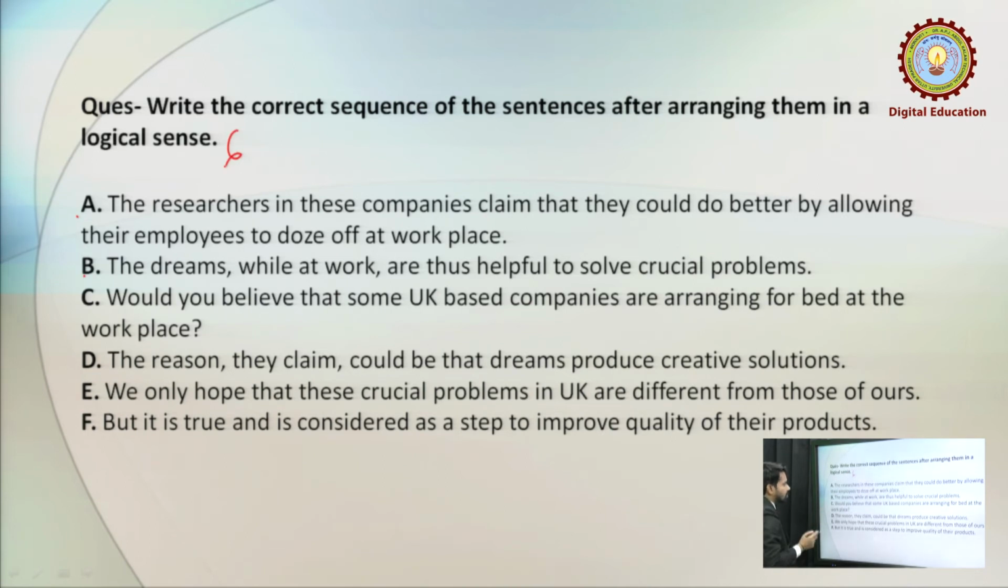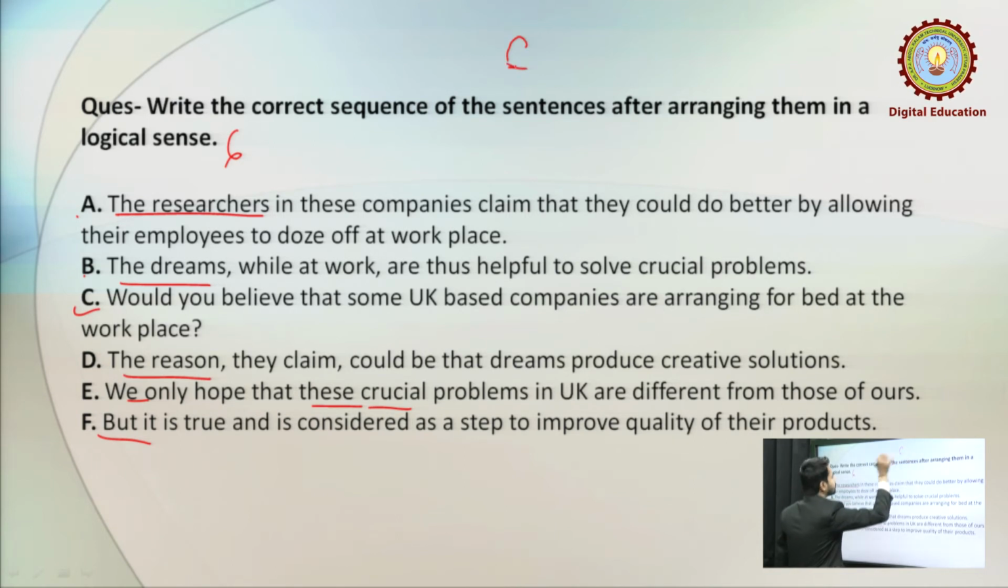First, we will have to check what is going to be the opening sentence. The opening sentence, remember, is not connected. The researchers, the article 'the', cannot be there. The dreams cannot be the opening. The reason, we don't know about the reasons. We only hope that these crucial problems, we don't know anything about, cannot be the first sentence. So the opening sentence will be C.